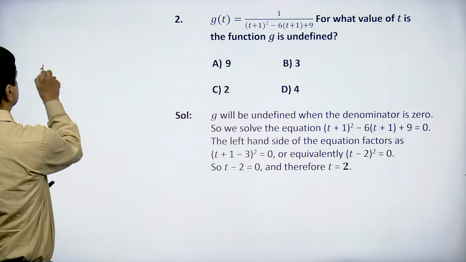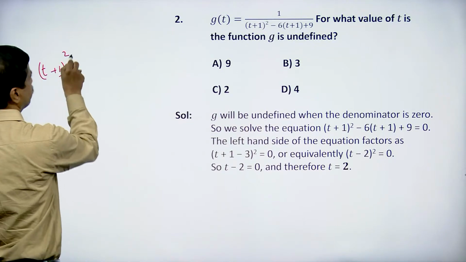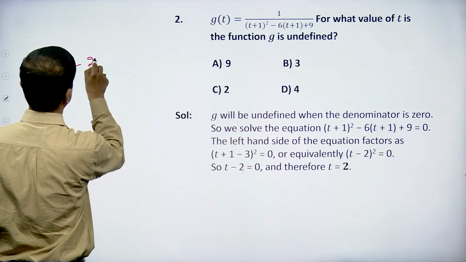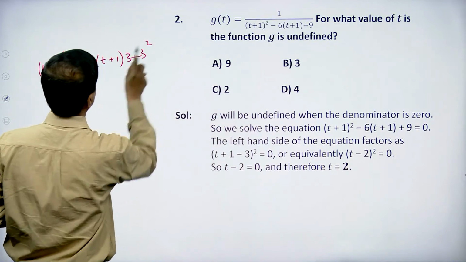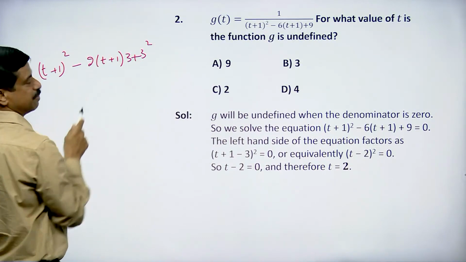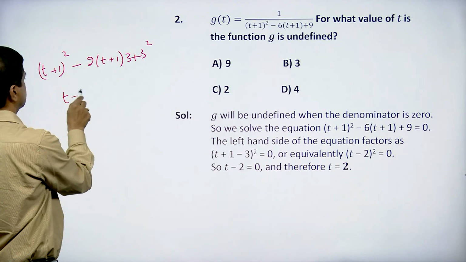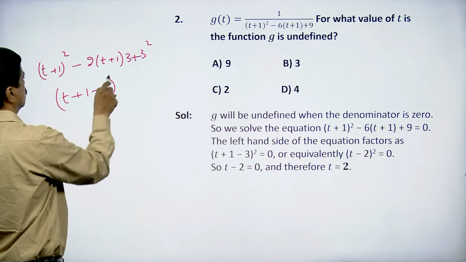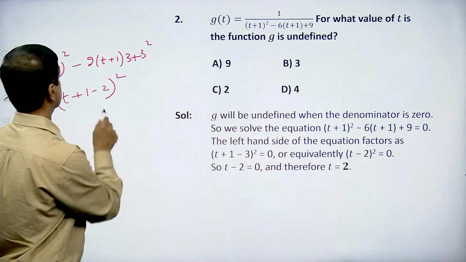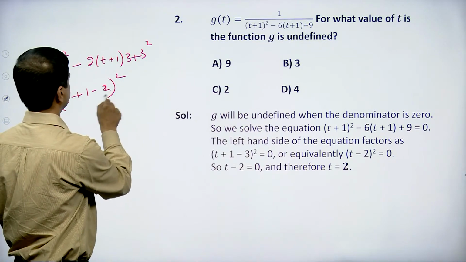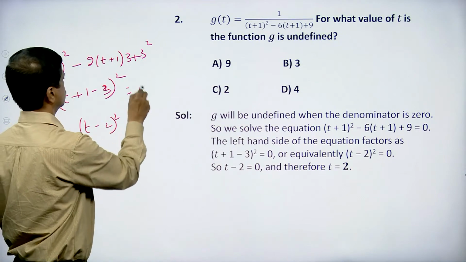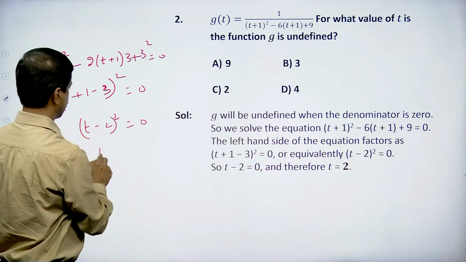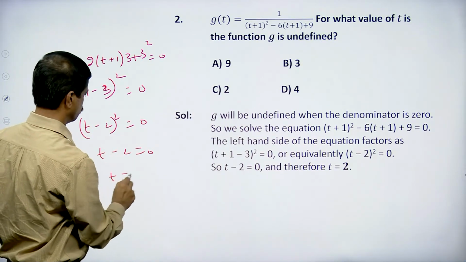So, that can be written as (t plus 1) whole square minus 2 into (t plus 1) into 3 plus 3 square. It is of the form a square minus 2ab plus b square. So, that is (a minus b) whole square. a minus b, b is what? 3. (a minus b) whole square. So, this is (t minus 2) whole square equal to 0. t minus 2 equal to 0. t equal to 2. Finished.